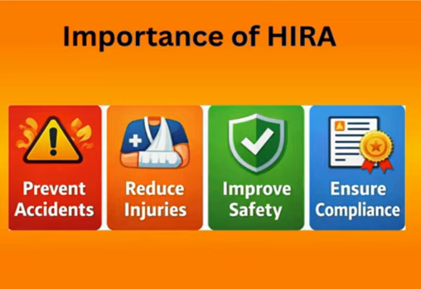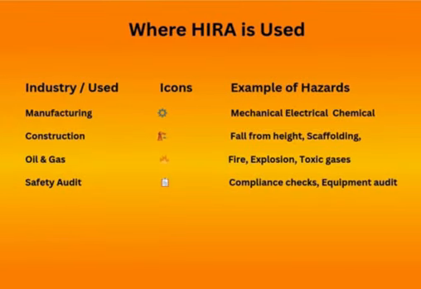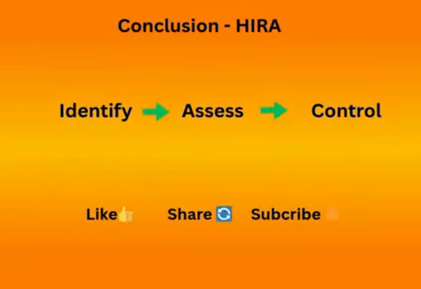HIRA is widely used in many sectors, including manufacturing plants, construction sites, oil and gas industries, and during safety audits and inspections. It is not just a one-time activity, but a continuous process. Workplaces change, new equipment is introduced, and processes evolve, so hazards and risks must be reviewed regularly. So always remember this simple approach. Identify the hazard, assess the risk, and control it before it causes harm.